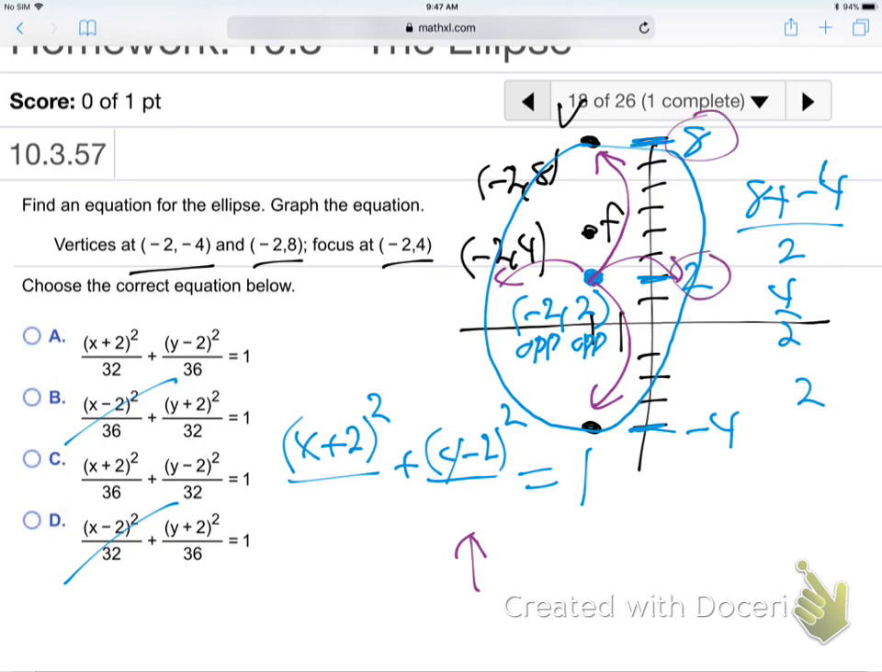So how far up and down? Well, how far from 2 to 8? 2's the middle, 8's the top. How far from 2 to 8? That's up 6, isn't it? So this must be 6 squared. Good? Now how far over here?